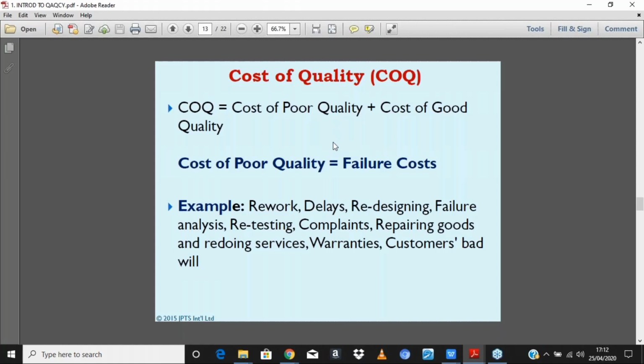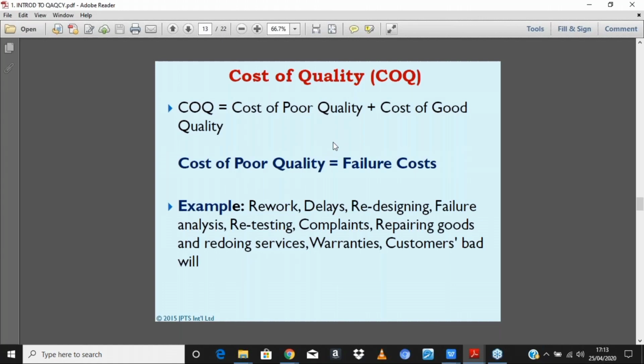If you want to know the real quality, you must factor in all the weaknesses within your system, and those weaknesses are where your poor quality comes in. So cost of poor quality is what we call failure costs. Examples of failure costs: you have to rework when a job is not well done, delays, redesigning, failure analysis, retesting, you receive complaints, repairing goods, and what we call redoing services. When something is not done well, you have to carry it out again.